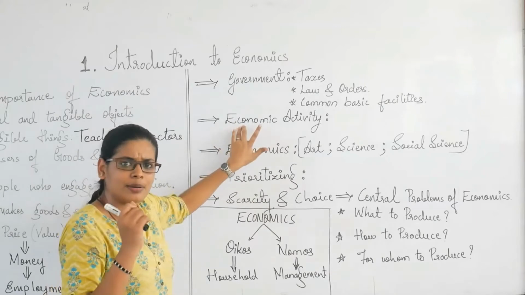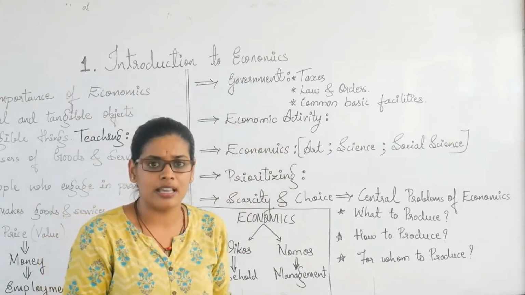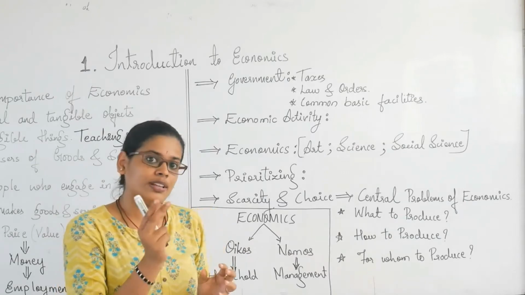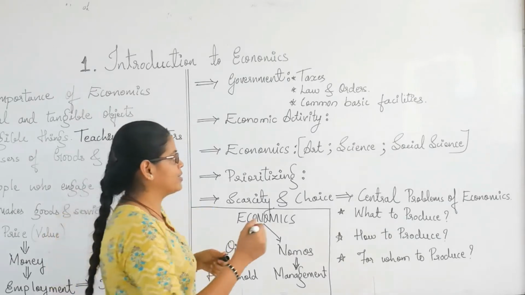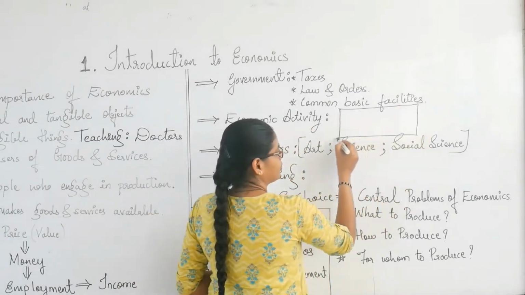We have discussed consumption, the consumers, the producers, the production, and the exchange and also the distribution. These four things are called the economic activities. What are those four things?